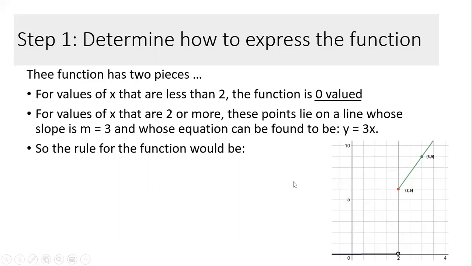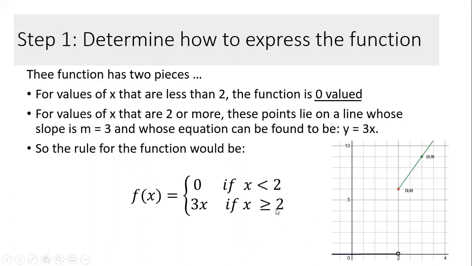And so we now have the rule for our function. We're going to put those 2 pieces together. We're going to say that if x is less than 2, f of x is 0. And if x is greater than or equal to 2, f of x is equal to 3 times x. That's our piecewise defined rule. Now, what is its Laplace transform, we ask?